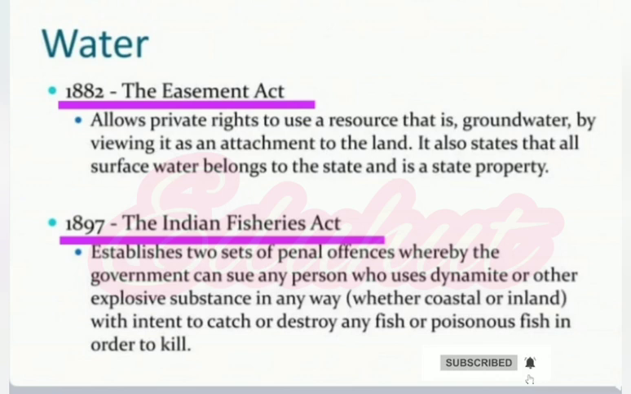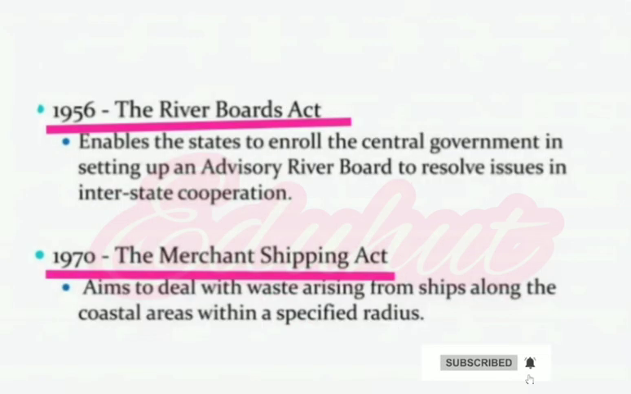1897, the Indian Fisheries Act. It establishes two sets of penal offences whereby the government can sue any person who uses dynamite or other explosive substance in any way, whether coastal or inland, with an intent to catch or destroy any fish or poisonous fish in order to kill.